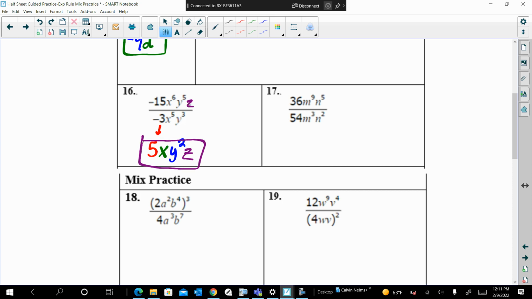Now, if you have coefficients like here we have 36 and 45 and 54, that can be reduced. Those reduce to 2/3. Yep, so 2/3. And then you look at your variables. M to the 6th power, n to the 3rd.